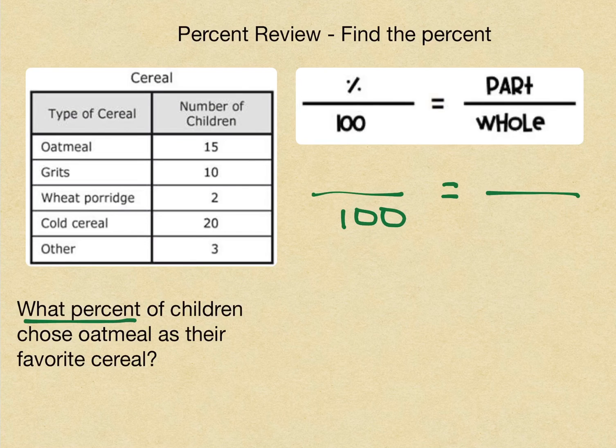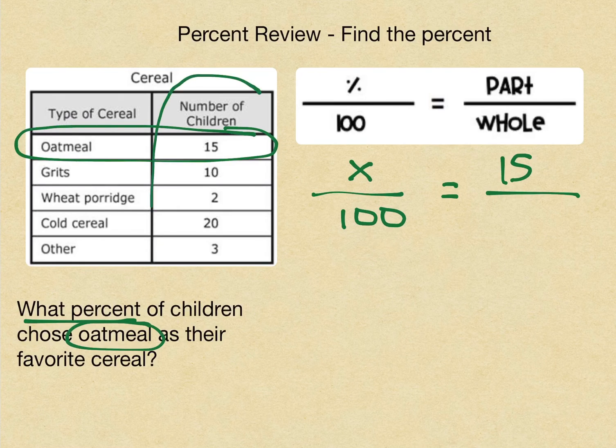And this question says, what percent? So that means that's what we're going to be looking for, is the percent. So we can use a variable like x to show the part we're looking for. Now, over here, we have the part and the whole. In the question, it says, what percent of children chose oatmeal as their favorite cereal? So that tells us the part of this table we're looking at. We're looking at oatmeal. 15 children chose oatmeal as their favorite, and now the whole amount.